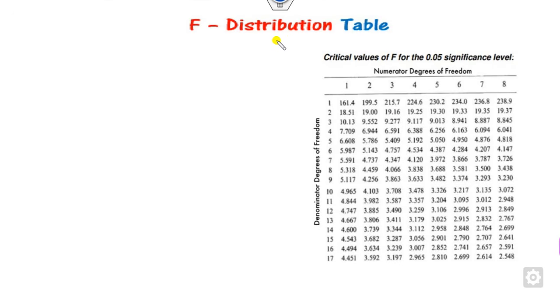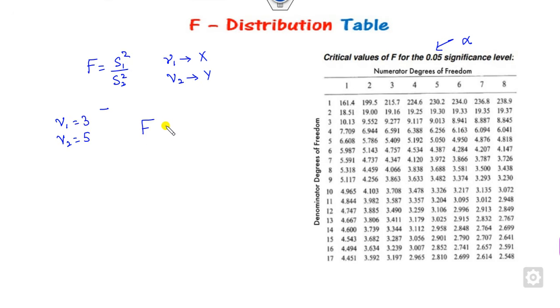Next thing is, what is the F distribution? So this is the table at the level of significance, say 0.05. What is the meaning of that? If you have S1 square upon S2 square, where nu1 is the degree of freedom of the sample x, nu2 is the degree of freedom of the sample y. Assume nu1 is 3 and nu2 is 5. Then from this table you have to read the value at the level of significance 5%.